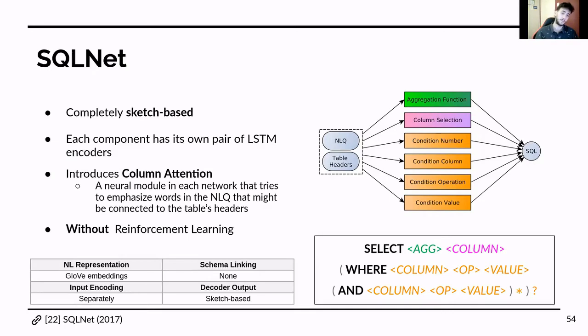Some other features: now each of the networks in SQLNet has its own pair of encoders, and it also introduced the column attention mechanism, which essentially is a neural module inside each of these networks that tries to emphasize words in the natural language query, given the names of the columns of the table. So this is maybe an initial hint towards schema linking. However, this is all inside the network, so it is not done before giving the input to the network and maybe trying to help it process the input better.